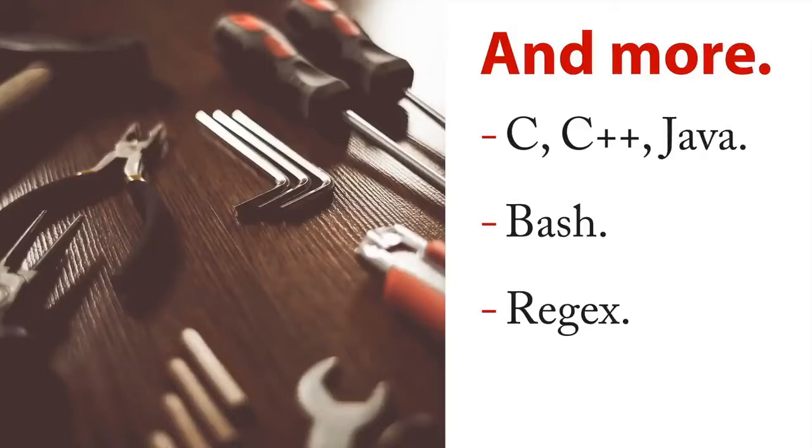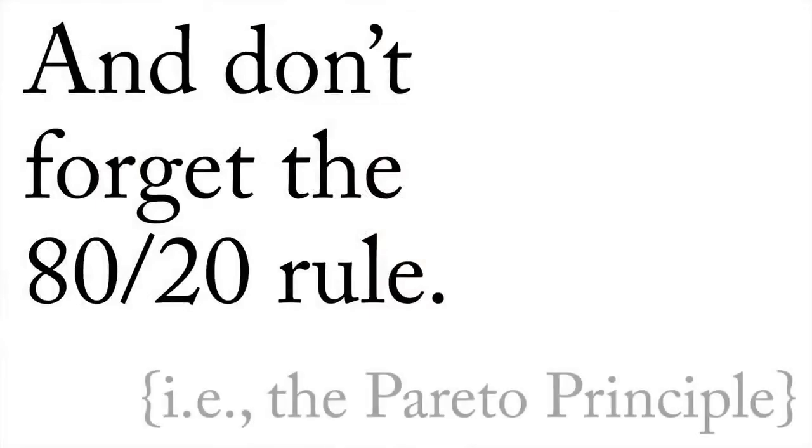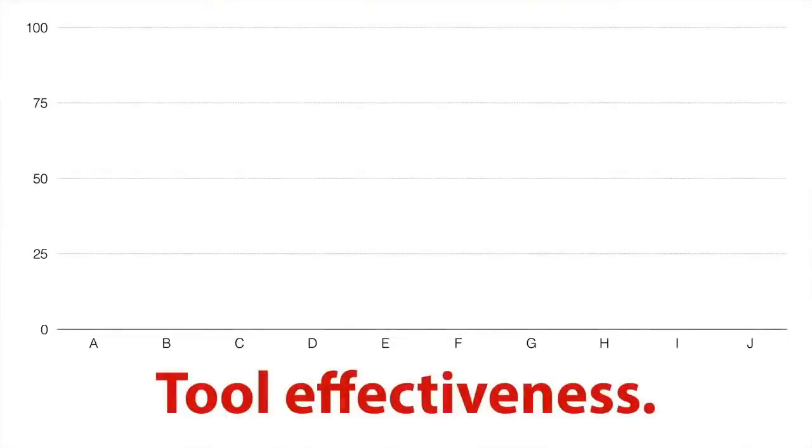But as you consider all the tools that you can use, don't forget the 80-20 rule, also known as the Pareto principle. And the idea here is that you're going to get a lot of bang for your buck out of a small number of things. I'm going to show you a little sample graph here. Imagine that you have 10 different tools, and we'll call them A through J. A does a lot for you, B does a little bit less, and it kind of tapers down to a bunch of tools that do just a little bit of what you need.